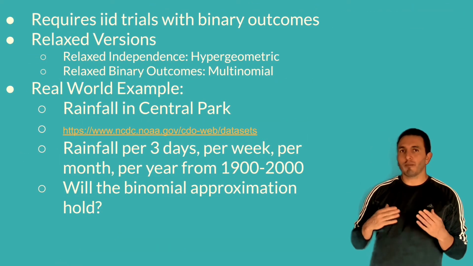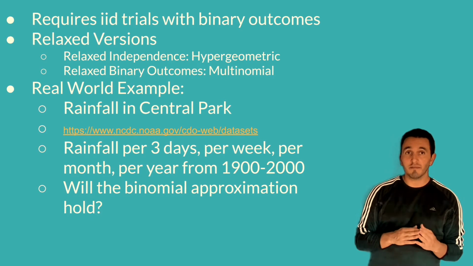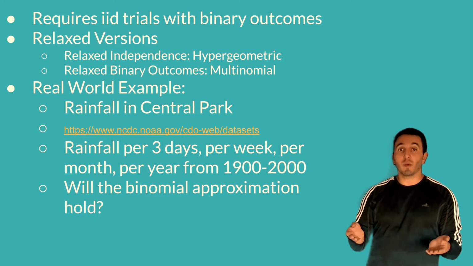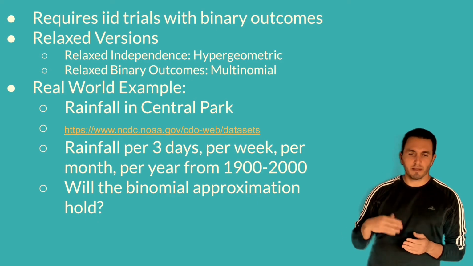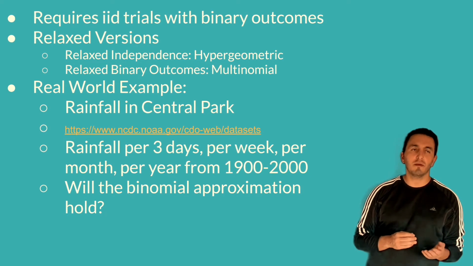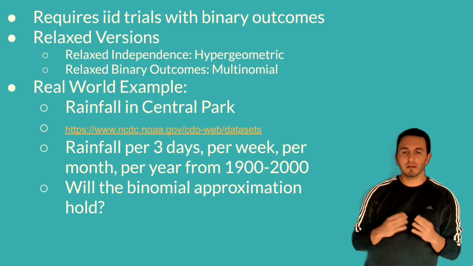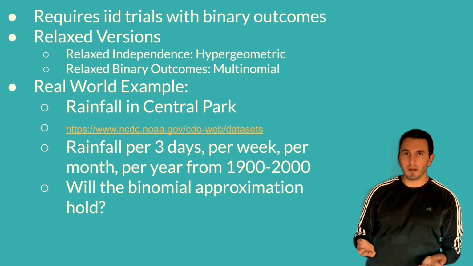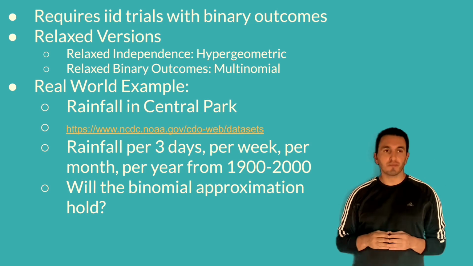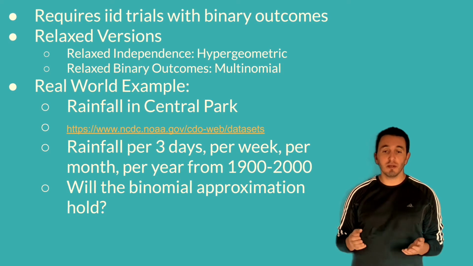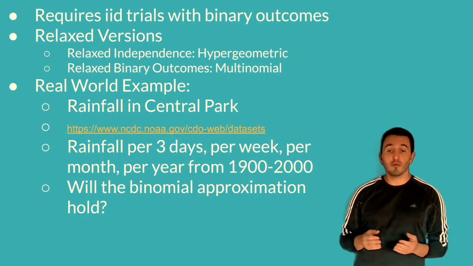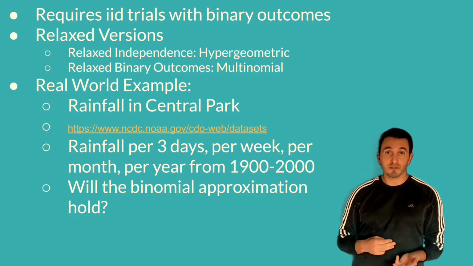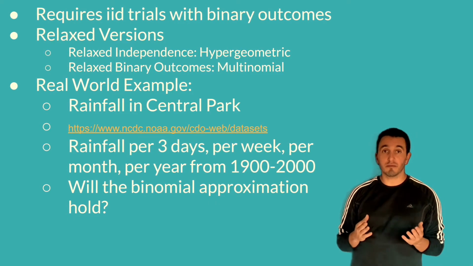So let's go back to what we mentioned in the beginning of the video about rainfall, the amount of days of rain in a certain week. And the link is right here. What we get when we download this is, for every weather station in the country, all the weather data going back from 1880, I think, to 2020. So it's a really good resource for us to play with. What I want to do is see if the binomial random variable can approximate the days of rain over 4 different intervals. Those intervals are going to be a 3-day period, over the course of a week, over the course of a month, and over the course of a year, okay?